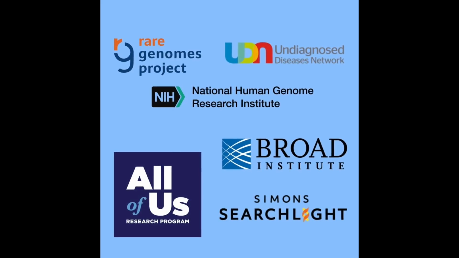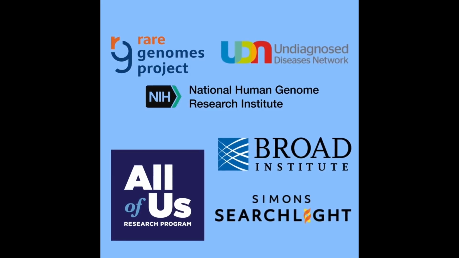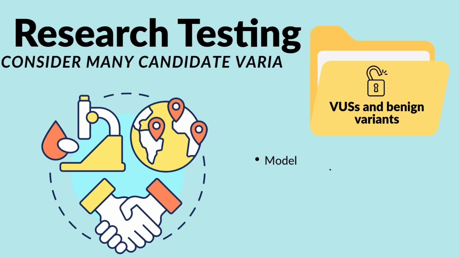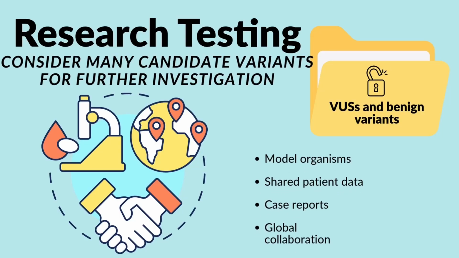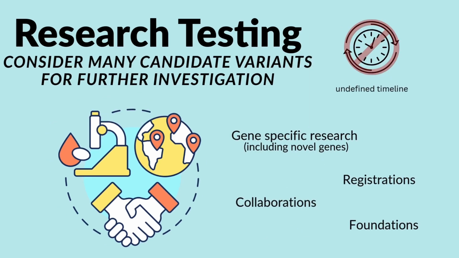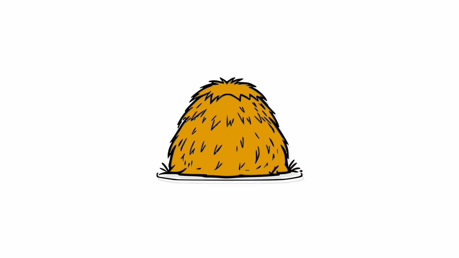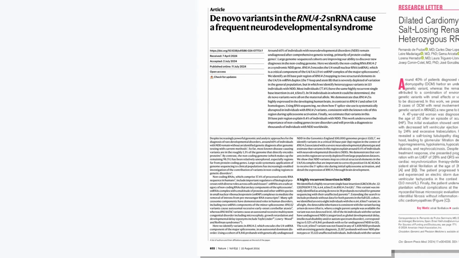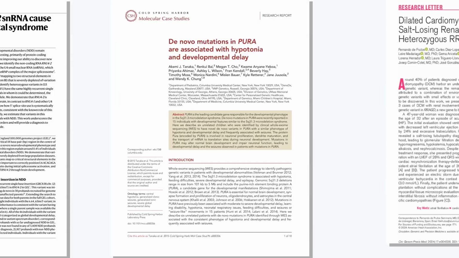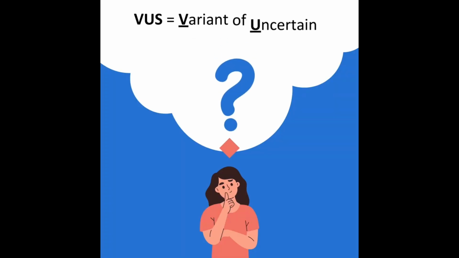Research teams aren't subject to the same time constraints as in clinical testing. They consider a larger batch of candidate variants and may do further investigative work if they think a VUS holds the answer or could lead to advances in genetic research. Researchers test variants in lab models, look for other individuals with the same variant, or publish case reports with collaborators around the world. They're able to grasp at straws, because given time and resources, these straws can lead to new discoveries and important diagnoses.